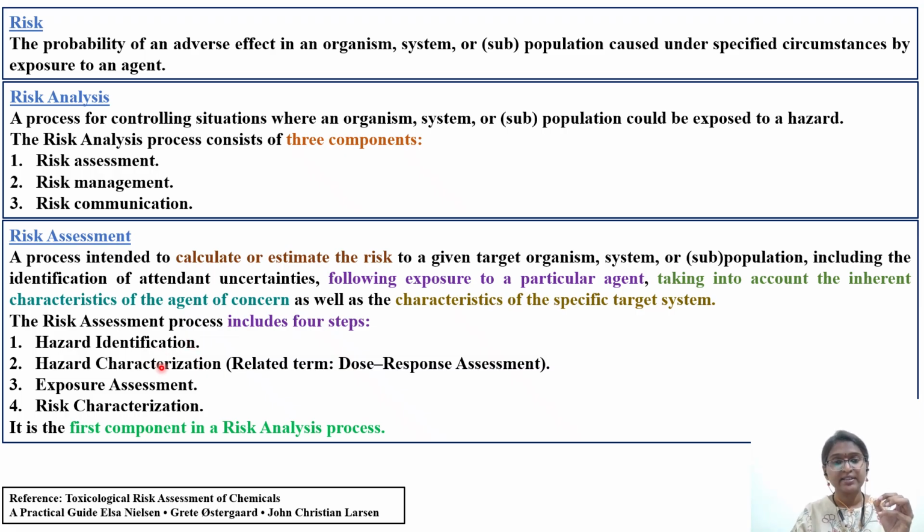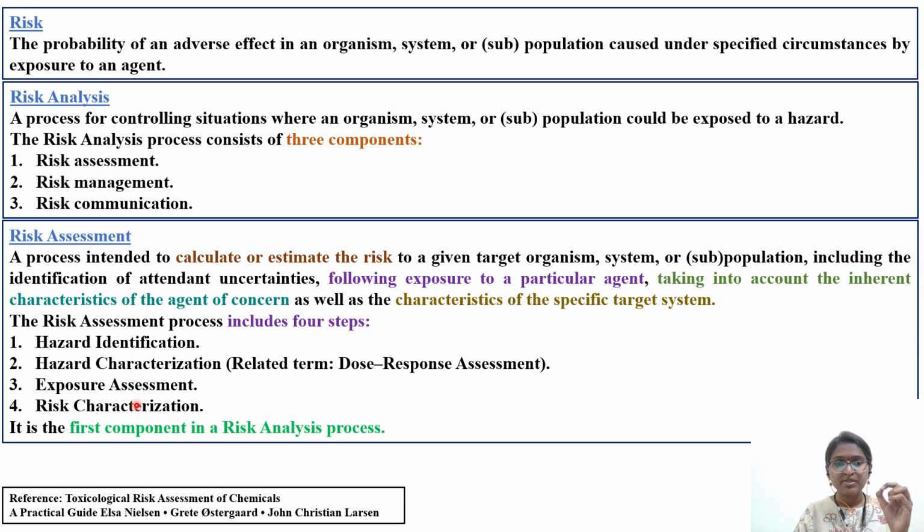Okay, second one is hazard characterization. In this hazard characterization, this is synonymous with the dose response assessment. If you are able to identify the chemical and if you are able to pull out all the toxicology literature, then you will be able to establish a dose response curve, dose response assessment. You will be able to establish a relationship between the dose as well as the response. Because of which you will be able to derive a point of departure.